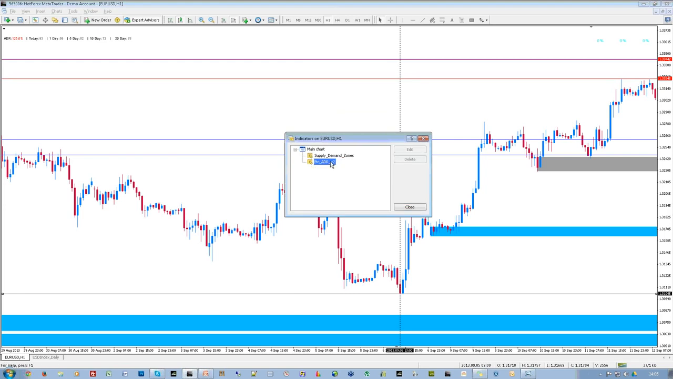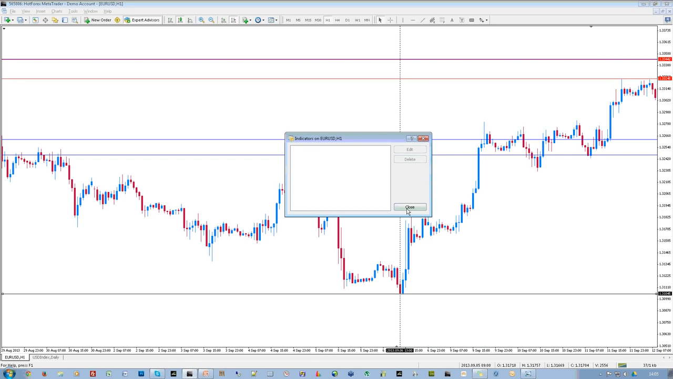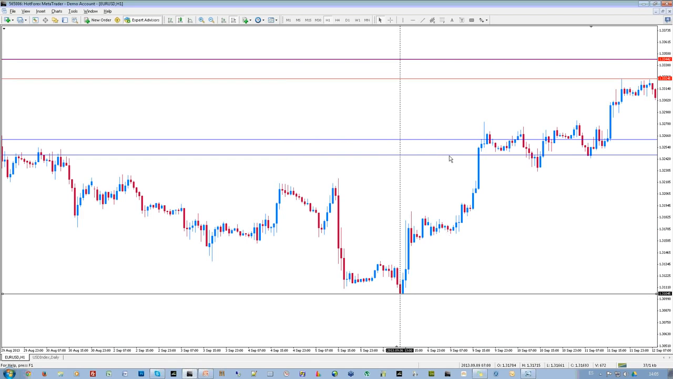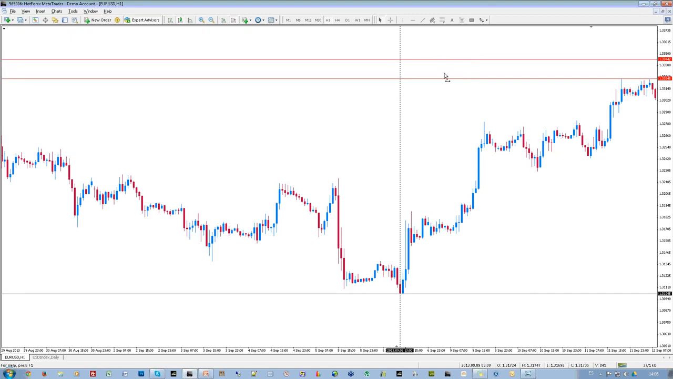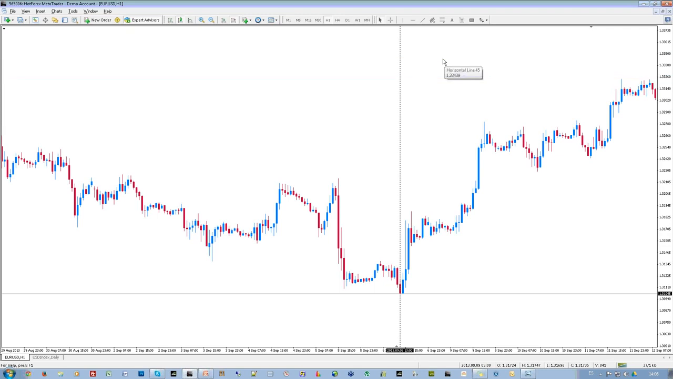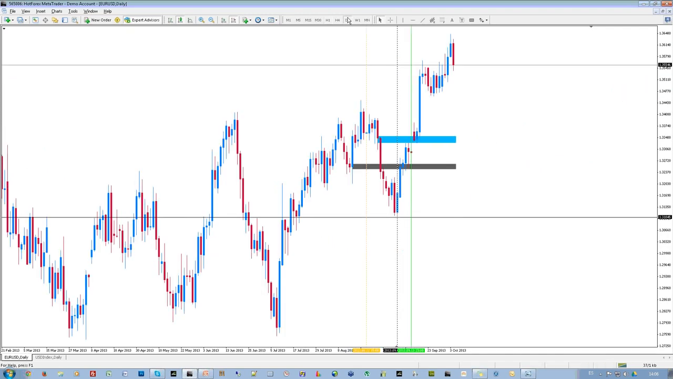Let me remove also the indicator. I don't like to have this here. So something like that. I will remove these levels. So now we'll see much clearer where we are. You see? There it is. You see? It dropped. You remove this. This is not valid.